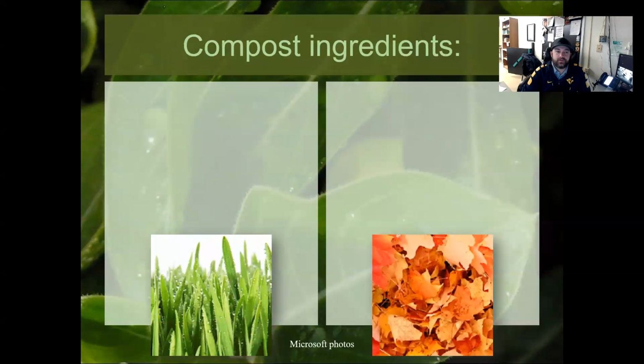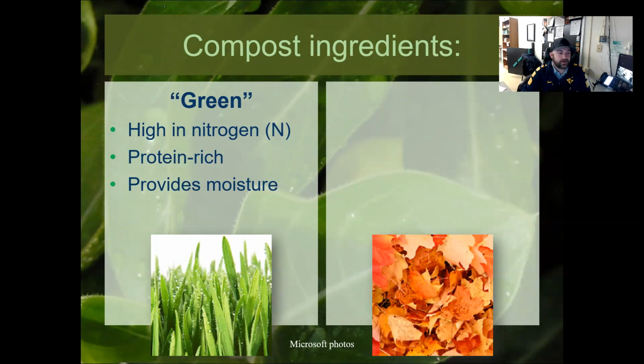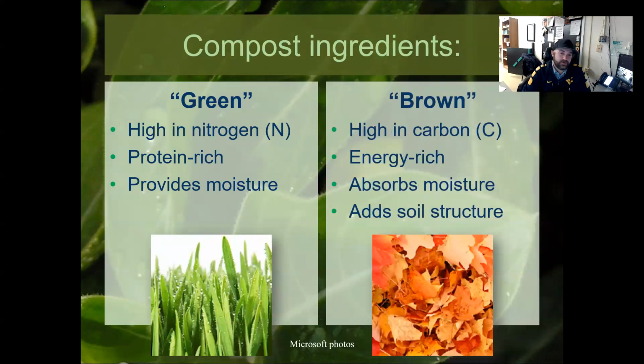So what kind of ingredients do we have in compost? The green stuff, which is high in nitrogen, protein rich, and provides moisture. And then we have the brown, which is higher in carbon, energy rich, and absorbs moisture and adds soil structure. So there's a big difference here between your green, which is kind of like grass clippings, and falling leaves. And you're definitely going to get more acidity coming out of your leaves that come down. So just be aware and make sure you're always doing soil tests once you start getting some good breakdown.